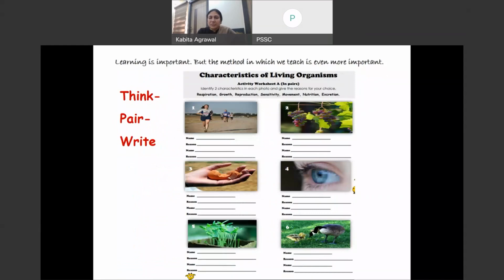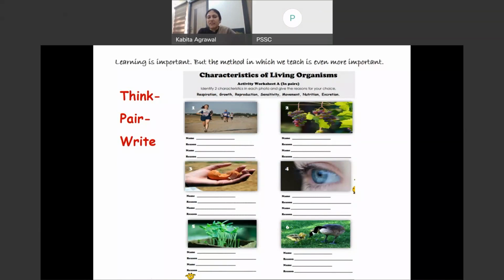Again, one more example for think, pair, and share. If you see here, these are some of the characteristics of living organisms. So you can find in pictures, is this number one picture related to respiration or growth or movement? Children will write the reason why they think it is movement or why they think it's respiration.